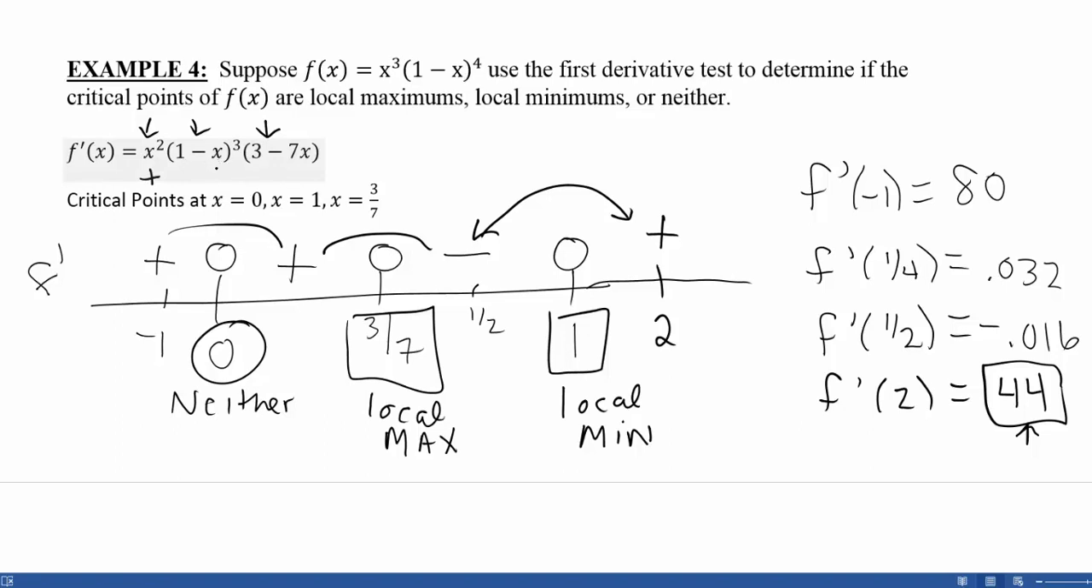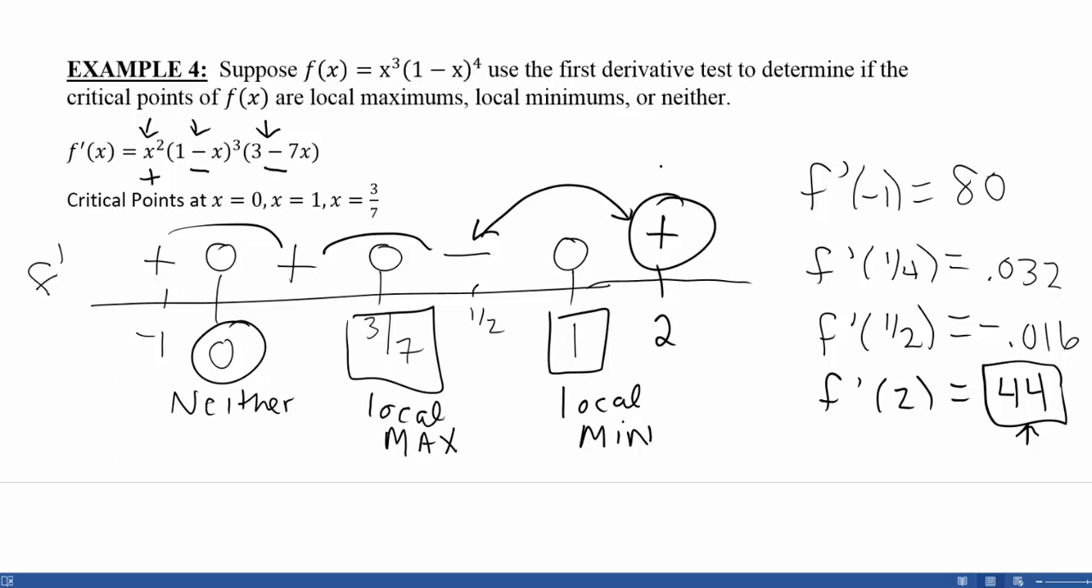If I plug in a 2 into the second factor, 1 minus 2 is negative, and a negative number to an odd power is negative. If I were to plug in a 2 into the last factor, I'd have 3 minus 7 times 2. 7 times 2 is bigger than 3, so that's also going to be negative. So I have something positive times something negative times something negative. The negatives would cancel out, and I would get something positive.